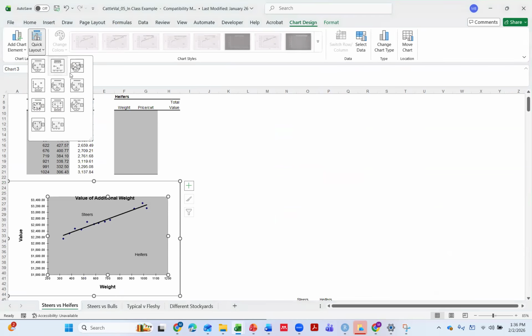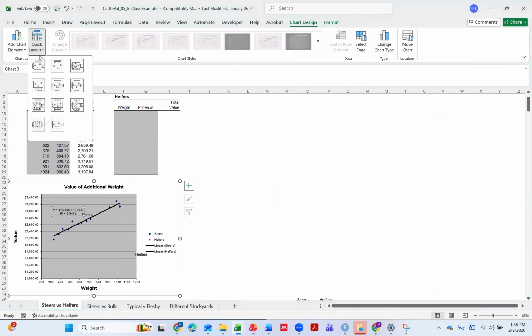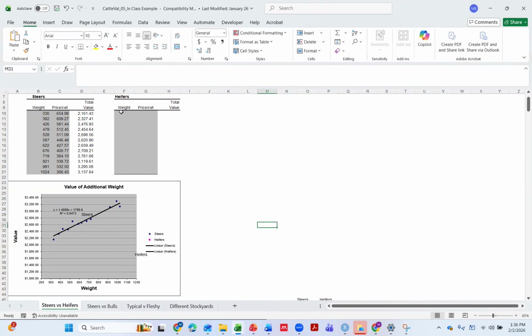Chart design, quick layout. Okay, I just entered this regression curve. So whenever you have a graph in Excel, you can go to chart design, you can do quick layout, and then you can hit this button here, and this inputs the regression equation and the R squared value. Okay.